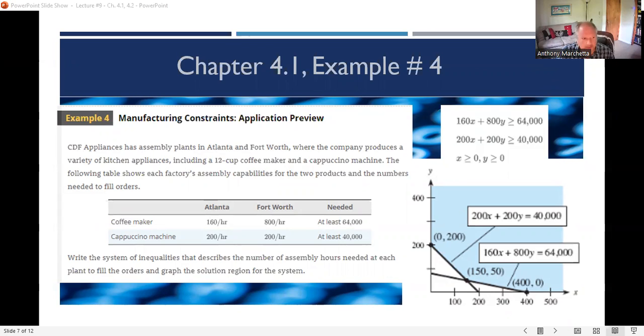160x plus 800y is greater than or equal to 64,000. And 200x plus 200y is greater than or equal to 40,000.